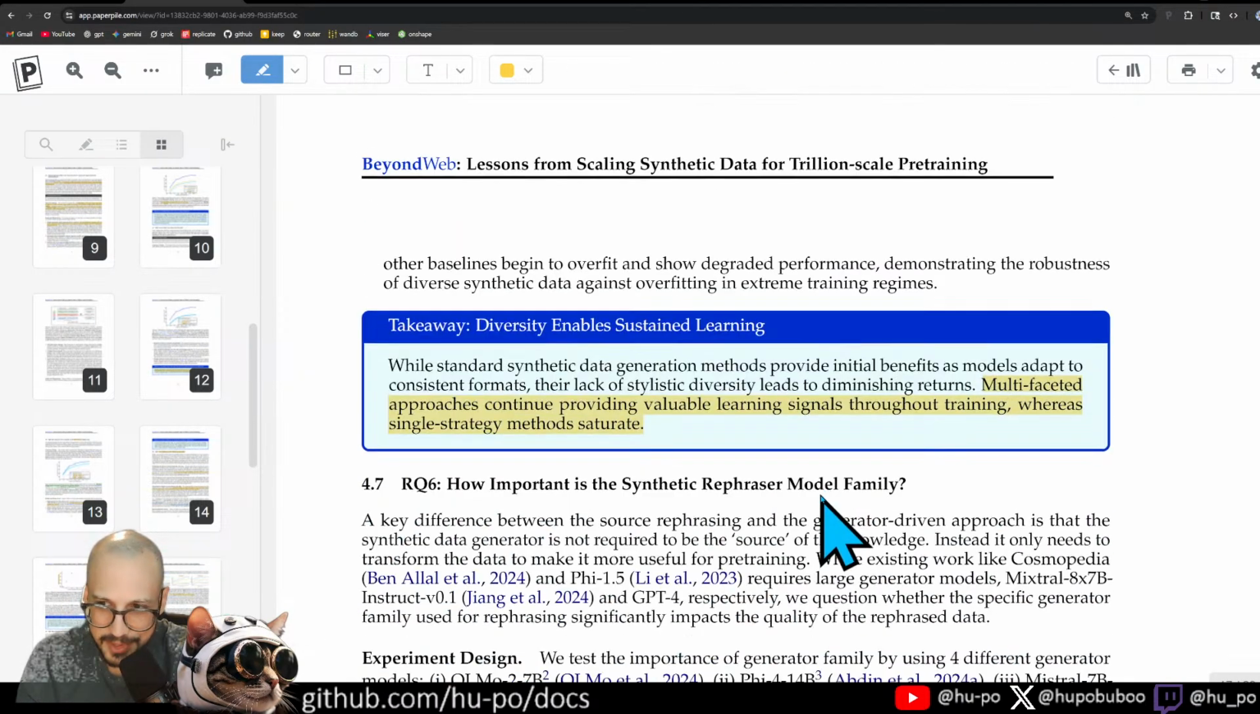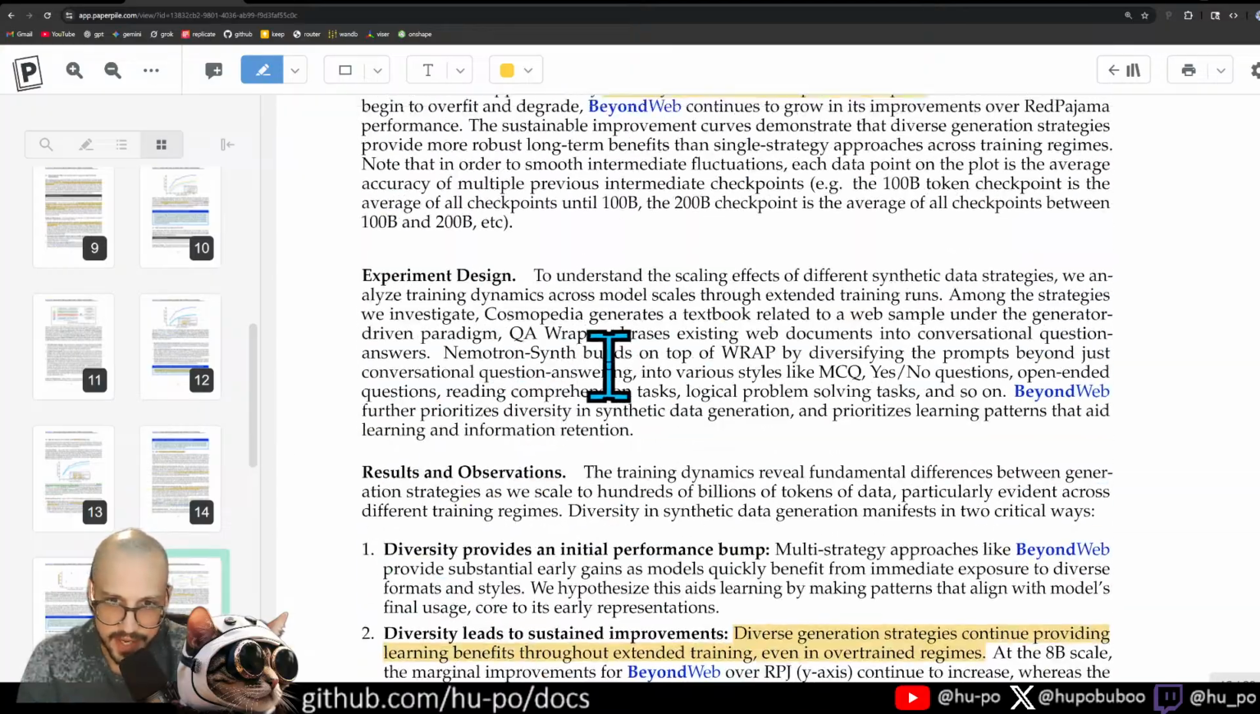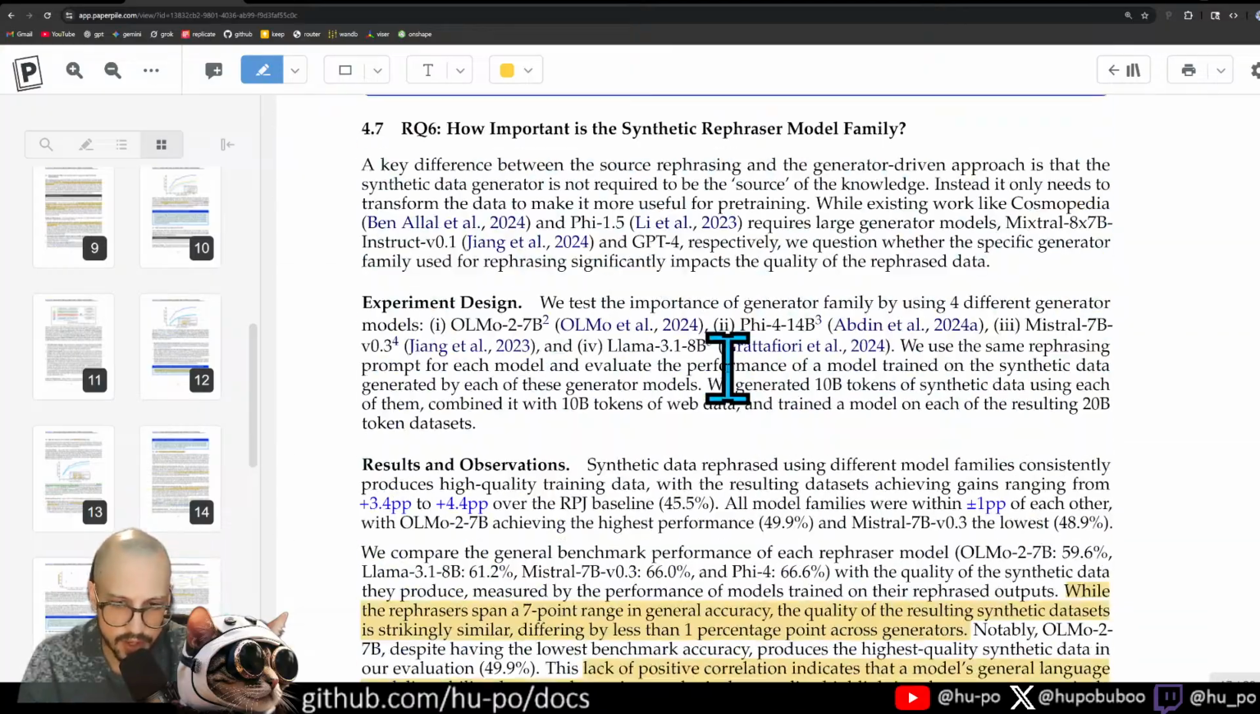Okay, let's keep going here. Multifaceted approaches continue providing valuable learning signals throughout training, whereas single strategy methods saturate. So, aka, don't just use one data augmentation strategy, use multiple. Or if you're going to be generating synthetic data via rephrasing, use different types of rephrasing.